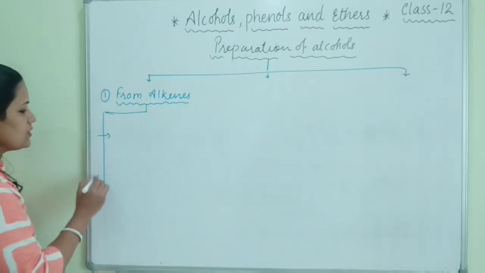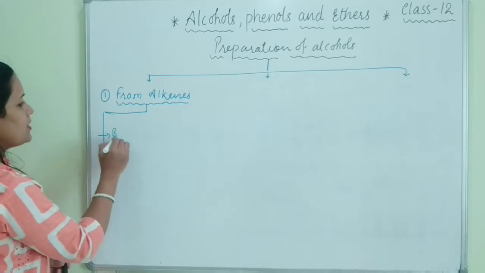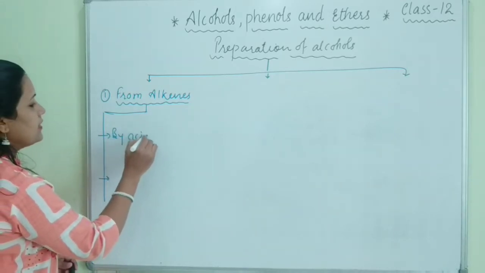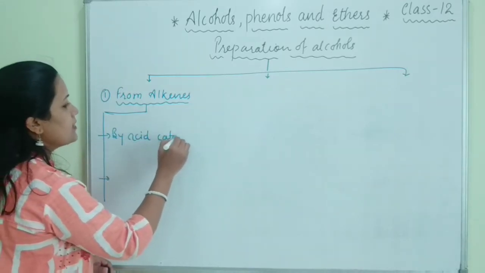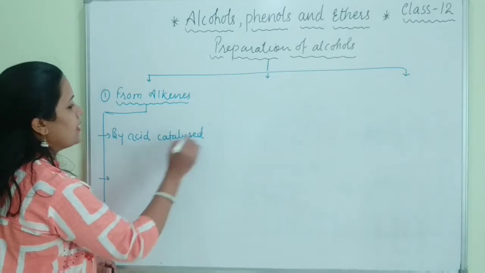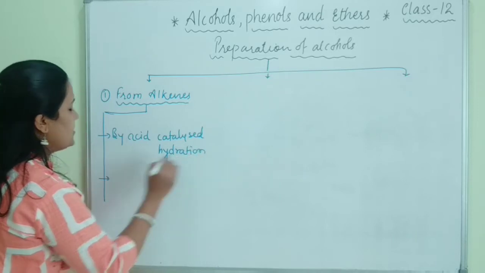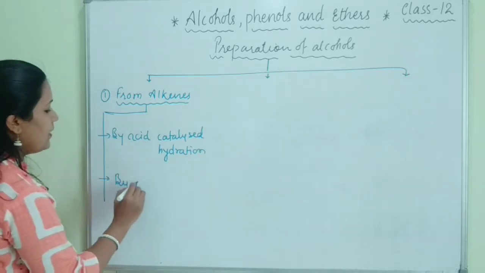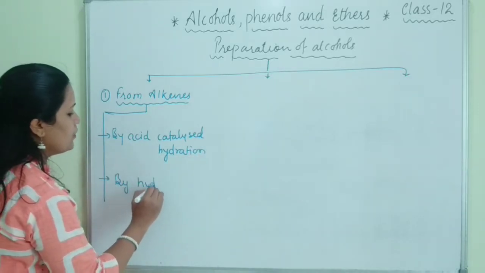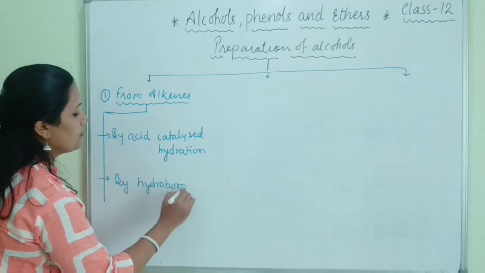So the first one is that we prepare alcohol from alkene, and from alkene also we will be studying 2 methods. The first is by acid catalyzed hydration, and the second one is by hydroboration.